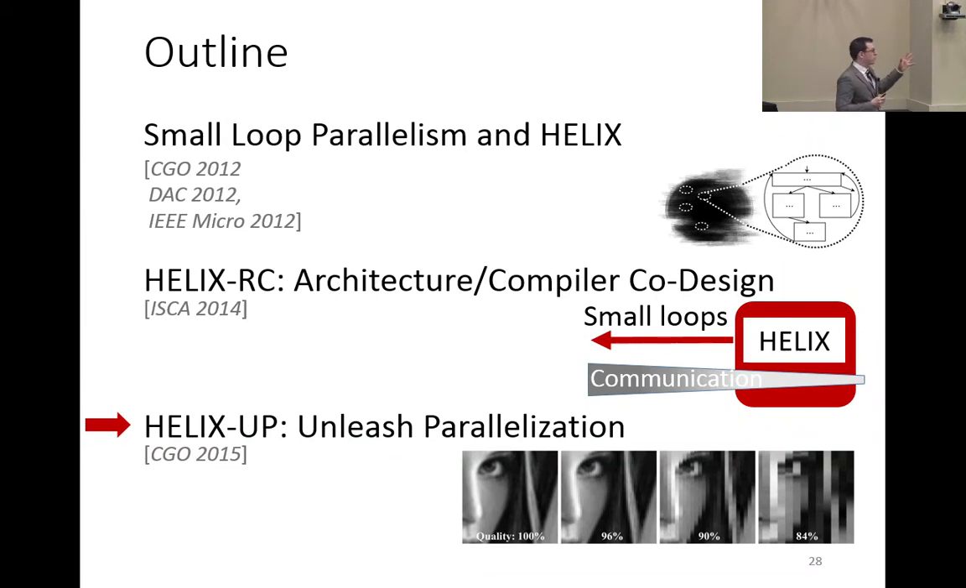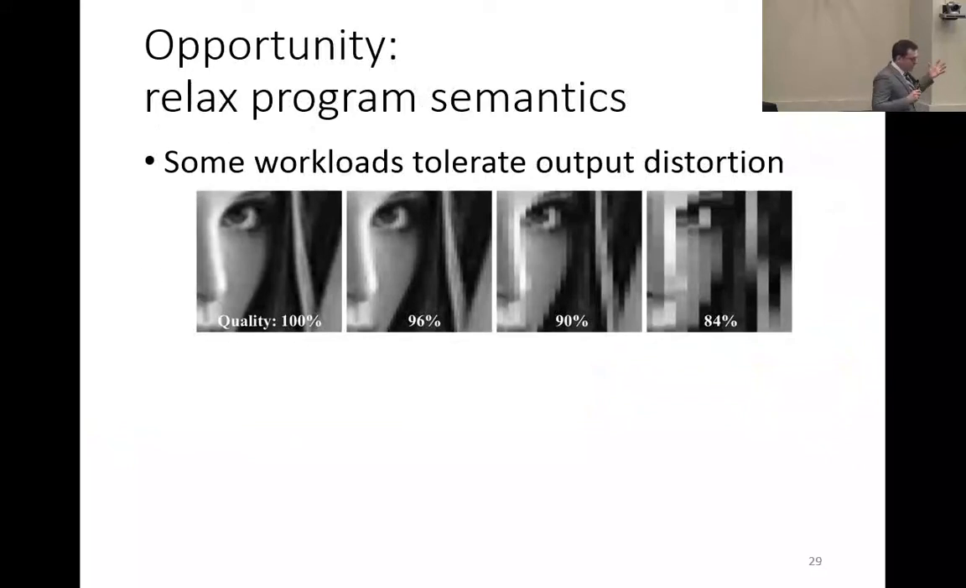And this is the contribution of Helix App: to show that even if you start cheating around, breaking dependencies, reshuffling the code in an unsafe way, the code is done. Of course, this kind of mentality cannot be applied for any program, but some workloads tolerate some output distortion. So we can take advantage of that. So what we can do is allow the compiler, other than just semantics-preserving code transformations, to also have semantics-relaxing code transformations, or, as I call them in the rest of the talk, relaxing transformations for brevity.